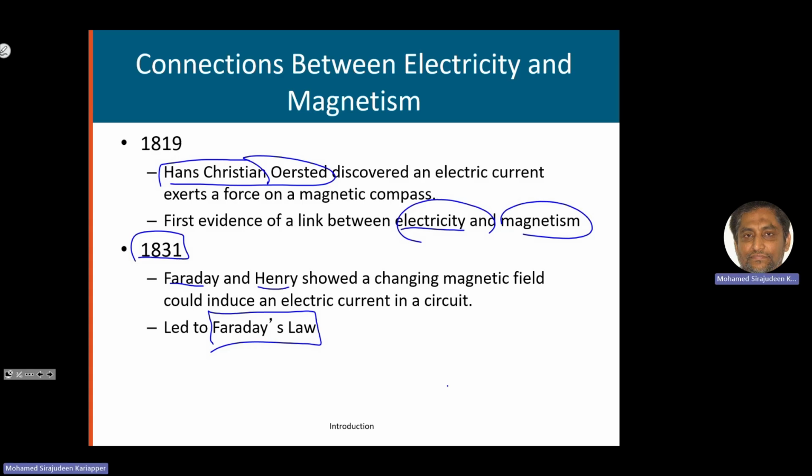Inducing an electric current, it must act like a source of EMF. This induced electric current is coming from the change in magnetic field. So we will see how it was discovered and how he made this Faraday's law by doing several experiments.